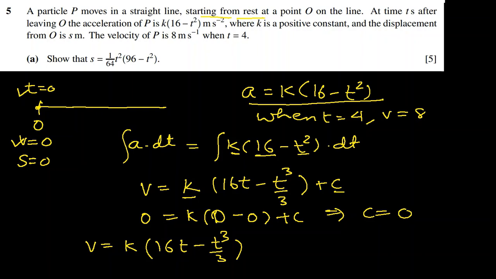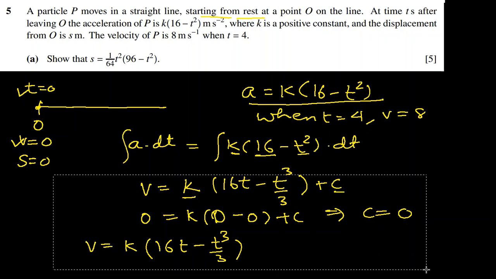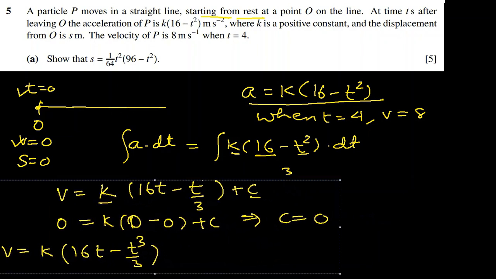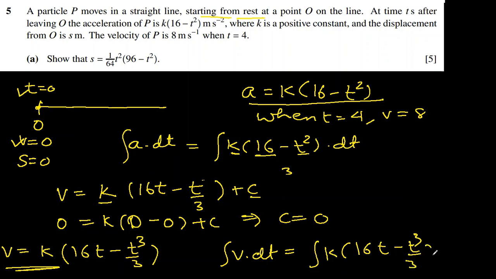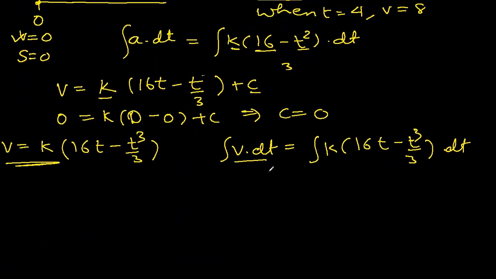Now we were on the way to find the equation for displacement. So let's integrate this again to get displacement. So it will again be integrated with respect to time, and we will integrate k(16t minus t cubed over 3) dt. The integration of velocity gives us displacement straight away, and since k is again a constant, we should evaluate k first. So let's evaluate k.